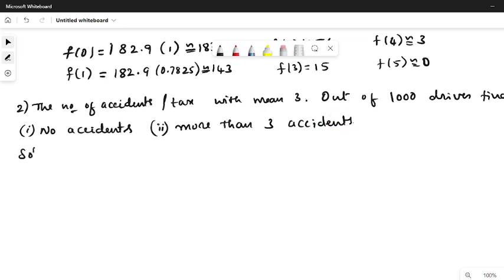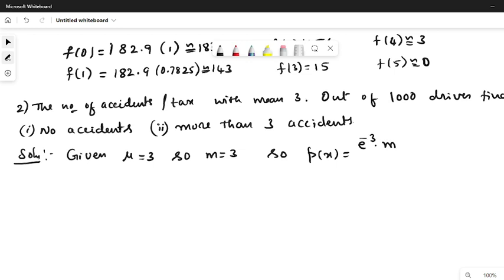Okay, solution. Given mu is 3, the mean is given as 3, so we have m equal to 3, and hence p of x will be e power minus 3 into 3 power x divided by x factorial. This is the Poisson distribution that is fixed to one taxi driver. I need the probability for 1000 taxi drivers, so it should be multiplied by 1000.